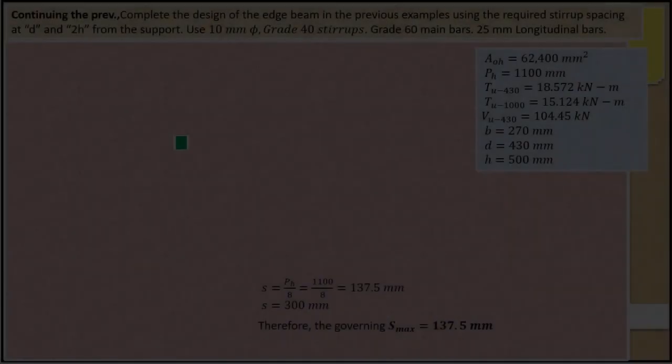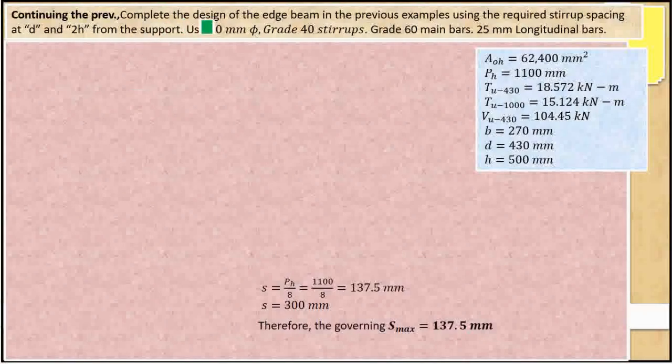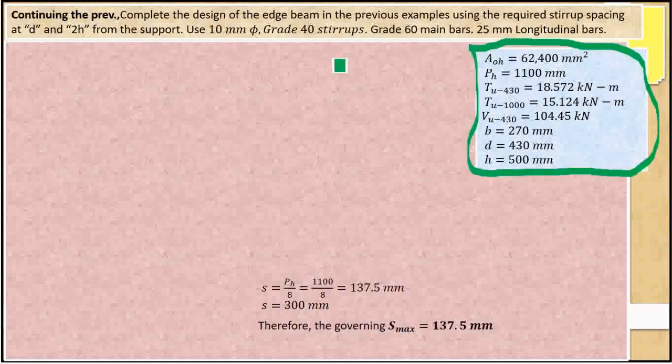And ayun, fy is the yield stress of the main flexural bars, and fyt is the yield stress of the transverse reinforcement. So, continuing the previous example, complete the design of the edge beam in the previous examples using the required stirrup spacing at d and 2h from the support. Use 10 mm diameter, grade 40 stirrups, grade 60 main bars, and 25 mm diameter longitudinal bars. So, dito nilagay ko lang yung mga given kanina or yung mga nasolve na natin yung values para magamit natin ngayon.